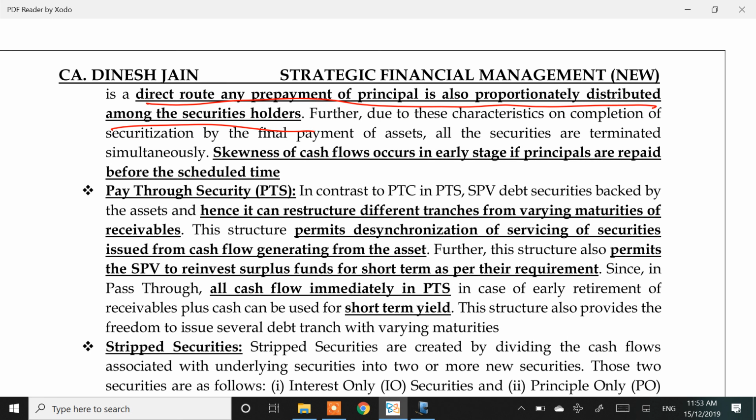Whereas a pay-through certificate is backed by the assets. There is a backing of the assets, but the cash flows are not directly linked. So all cash flows, in case of early retirement of receivables, can be used for short term yield. This also provides you the opportunity to issue several debt tranches.